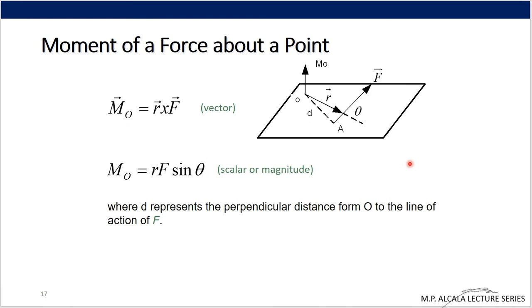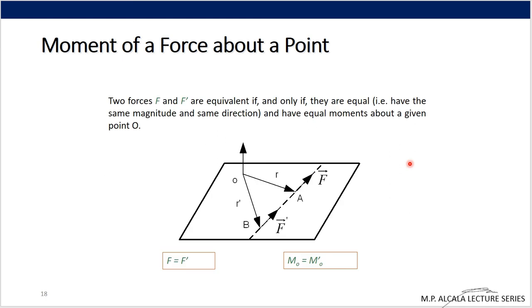Where D represents the perpendicular distance from O to the line of action of F. Okay? In this case, the two forces F and F prime are equivalent if and only if they have the same magnitude, the same direction, and equal moments about a given point O.